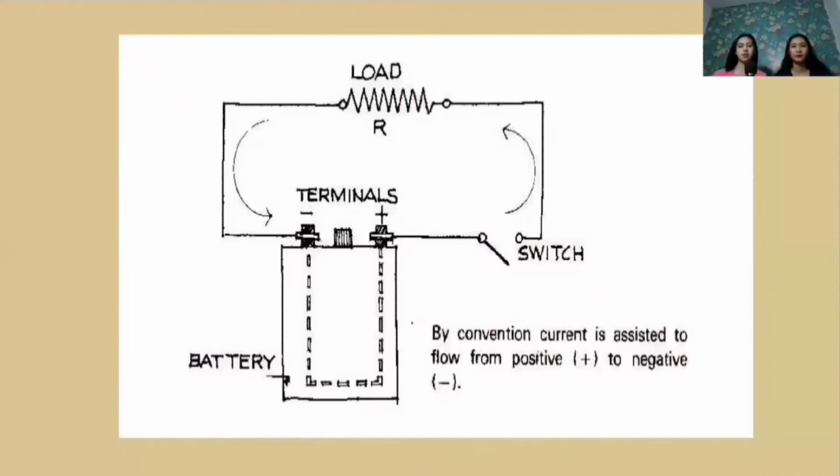Proceed. This is the figure shown. By convention, current is assumed to flow from positive to negative. We have the positively charged protons and the negatively charged electrons. These charges can build up on the surface of an object until they find a way to be released or discharged. One way to discharge them is through a circuit. Alright, let's proceed to the next one.